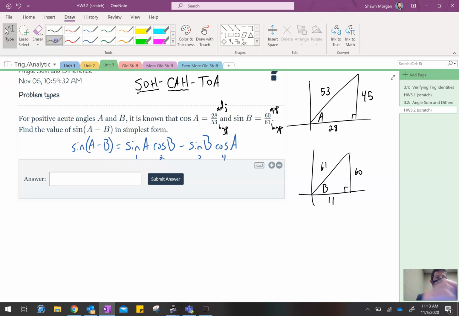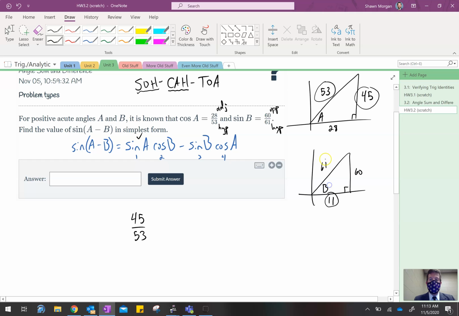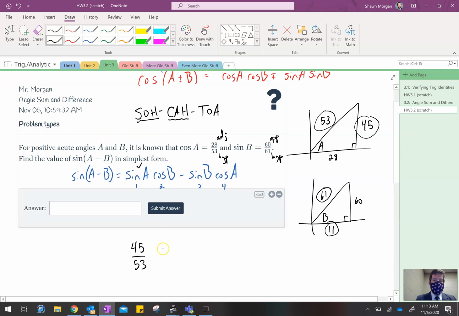Ask yourself the question, what is the sine of A? Sine of A would be opposite over hypotenuse. So that first parameter is going to be 45 over 53. Okay, so we can check that off our list. What is the cosine of B? I come down here, SOHCAHTOA, cosine is adjacent over hypotenuse, so that's 11 over 61. Okay, so check that off our list.